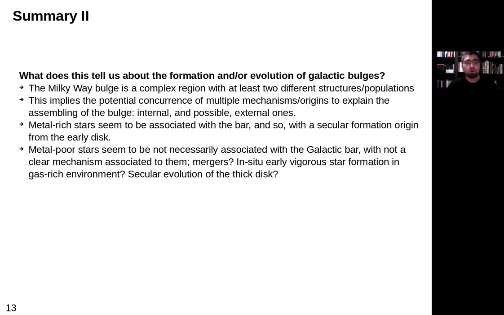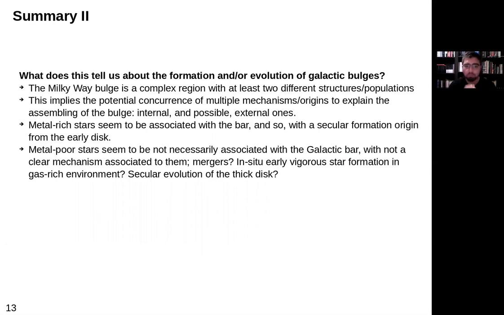As I told you before, when we look at metal-rich stars, they seem to be associated with the bar, and so with a secular formation origin, maybe related with the early thin disk of the Milky Way. But when we look at metal-poor stars, they seem to be not necessarily associated with the galactic bar, and there is not currently a clear mechanism associated to them.